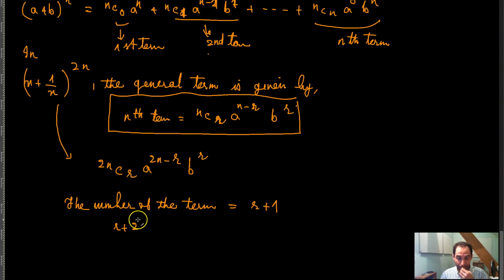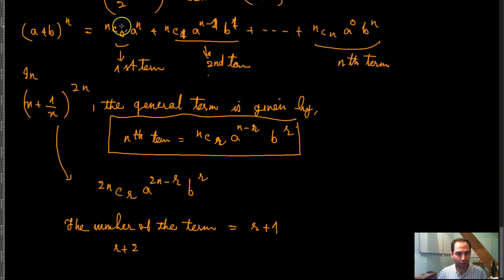So what that means is that basically, let me go back over here. We said that when the number of terms is 1, r is equal to 0. When the number of terms is 2, r is equal to 1. So r is always one less than the number of terms, or the number of terms is always given by r plus 1, which is correct here.